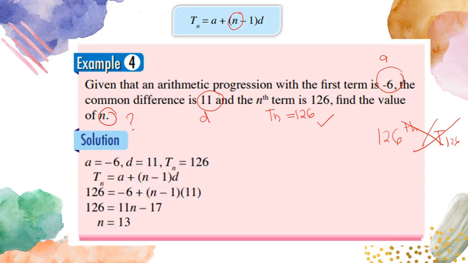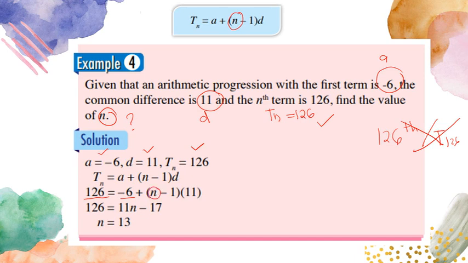Okay, so Tn is A plus (n minus 1)D. So this is the first information, second information, and this is the third information. Okay, so substitute into this. Tn is 126, which is 126 equal to A, -6, plus (n minus 1). We don't know what is the value of n. We are going to find this one.